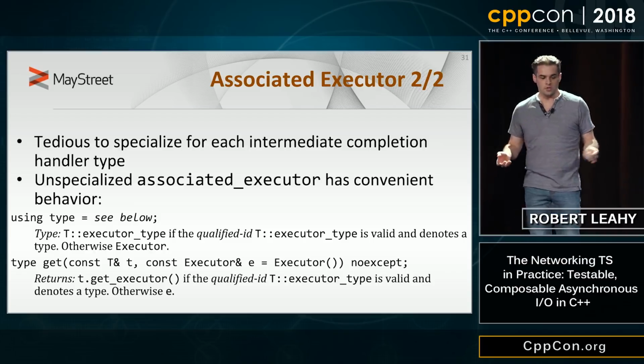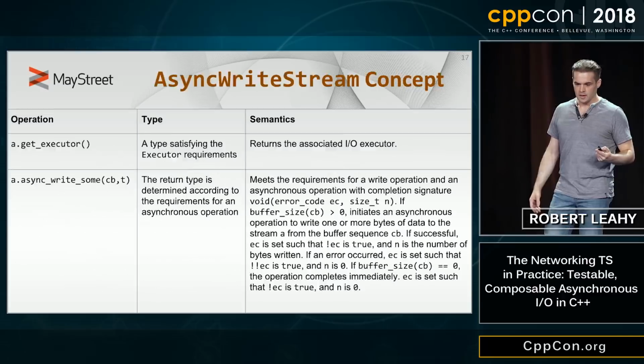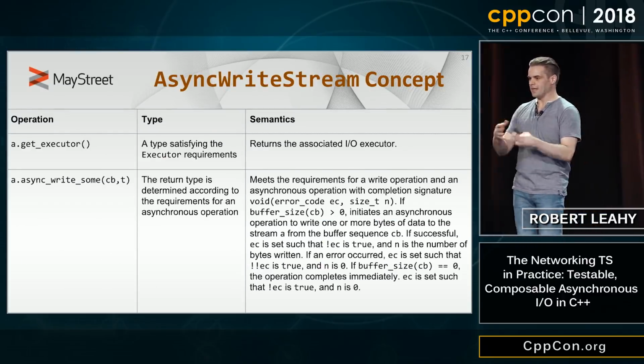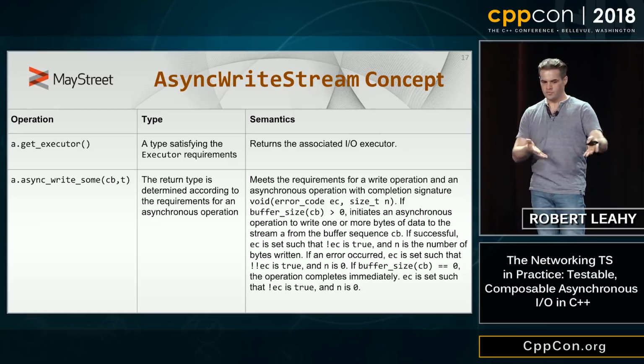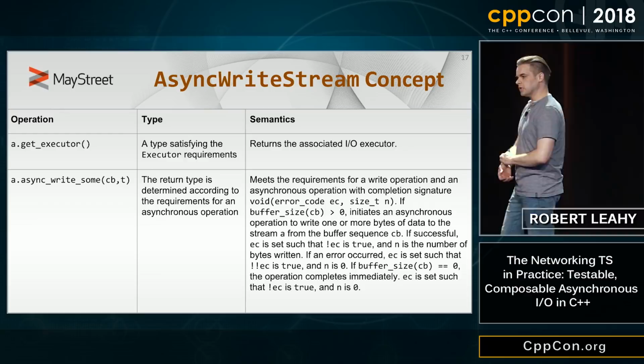On a conceptual level, you don't, because if we zip back really far in the slides, you can see that this concept doesn't, which is one of the reasons why I have to use the decltype hack, because there's no executor type inside an async write stream or a lot of the IO object concepts. Okay. All right, cool. Thank you.